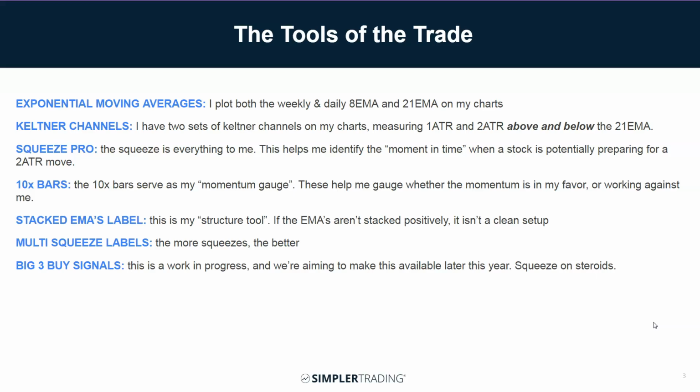And then you got to have your Keltner channels. If you don't have your Kelts, you need a pair of Kelts. So I got 2 sets of Keltner channels on my charts, and they measure 1 average true range move and 2 ATR above and below the 21.